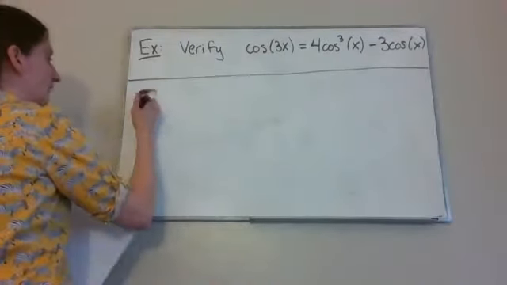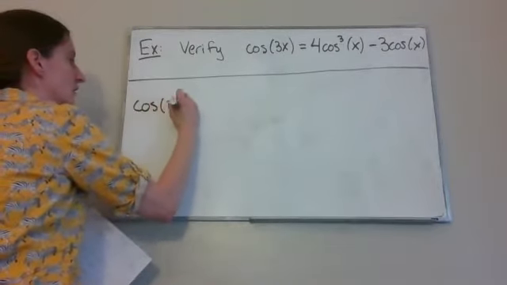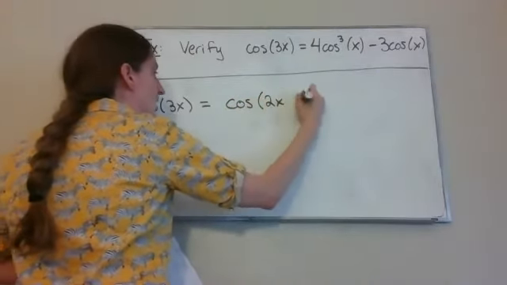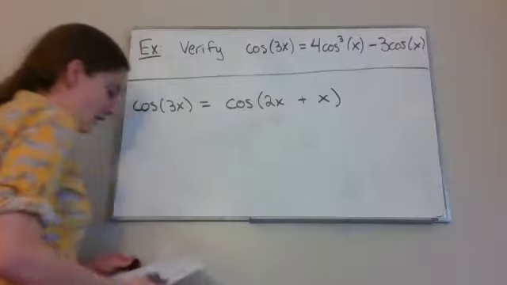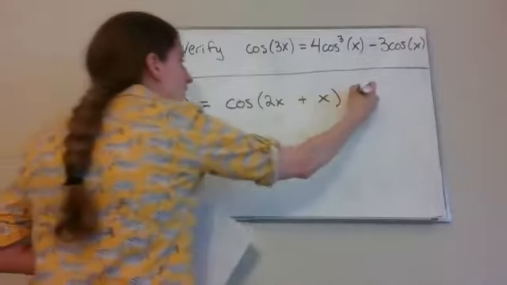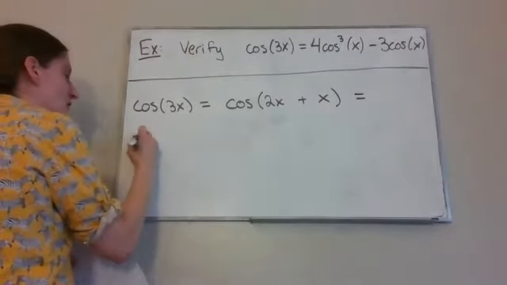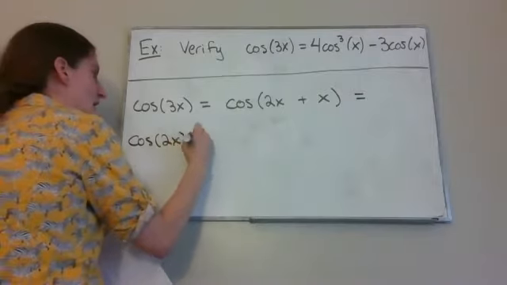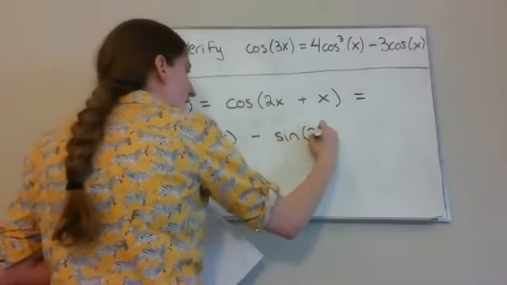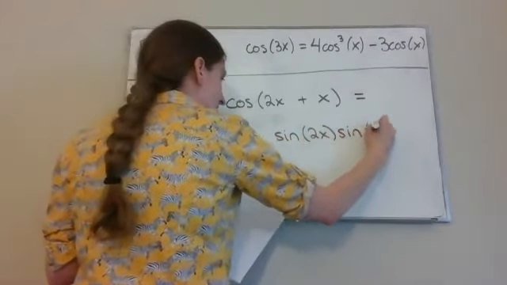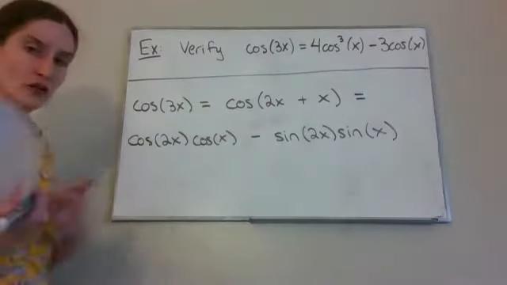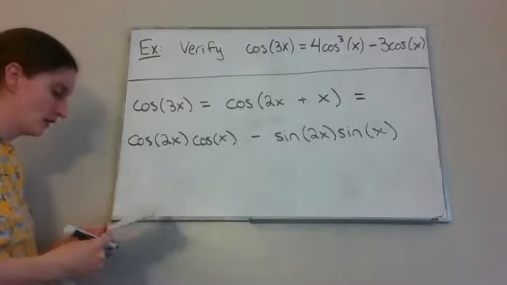Cosine of 3x. Well, I do know that that's equal to cosine of 2x plus x. Now I can use my sum or difference formulas from the last video. Using my sum formula, this is cosine of 2x times cosine of x minus sine of 2x times sine of x. But now I need to simplify it more using my double angle formulas.